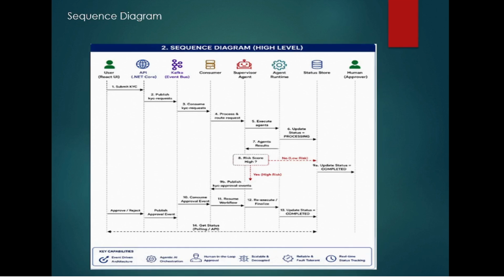Then the supervisor will check whether it is low risk or high risk. If it is low risk, it will go to complete, but if it is high risk, it will go for the approval process, KYC approval events. Then the approver will approve, publish approve, and the consumer approval event will resume the workflow, re-execute, and update the status to completed. And the get status will give you the statuses from time to time from the API to the UI. So this is the flow of our high risk and low risk.